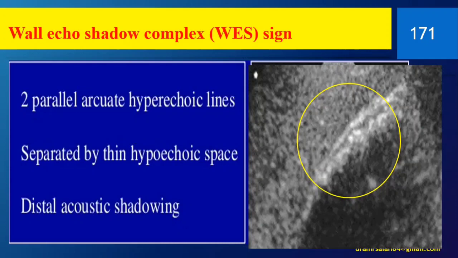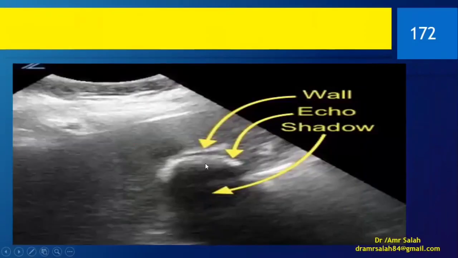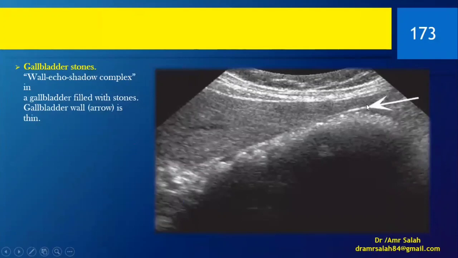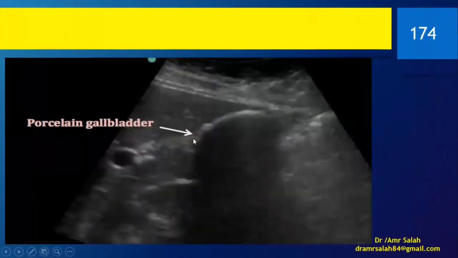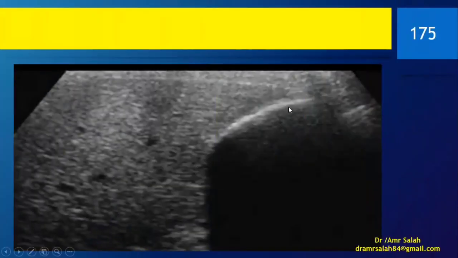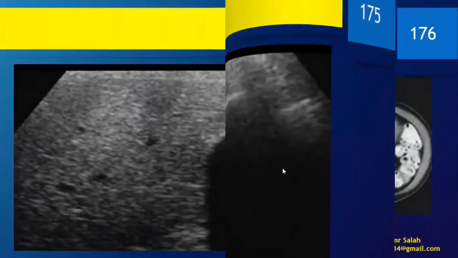Let's see how the porcelain gallbladder will appear. This is the contracted gallbladder of stones. I can appreciate the two hyperechoic lines with echo in between, and there is distal shadowing of the gallbladder. But here, no. Here we have the porcelain gallbladder, when there is calcium deposition at the one echogenic line and nothing underneath it. So this is just the porcelain gallbladder. Look at this, this is very evident. This is an echogenic line with nothing underneath. So this is the porcelain.